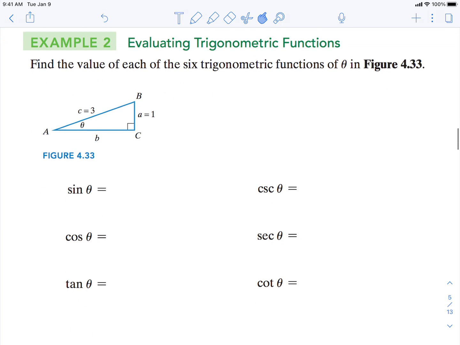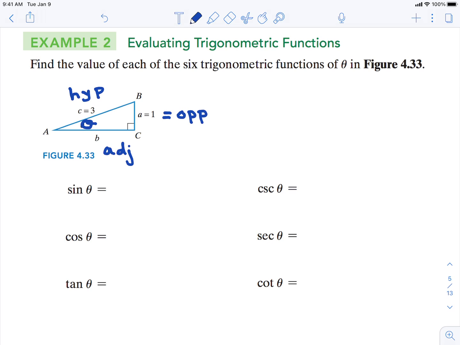Find the value of each of the 6 trig functions of this acute triangle. So we have our angle theta. You always want to identify the 3 sides. So let's start with side opposite. So that's length 1. Side hypotenuse is length 3. And then side adjacent, we don't know. So we need to find side adjacent.